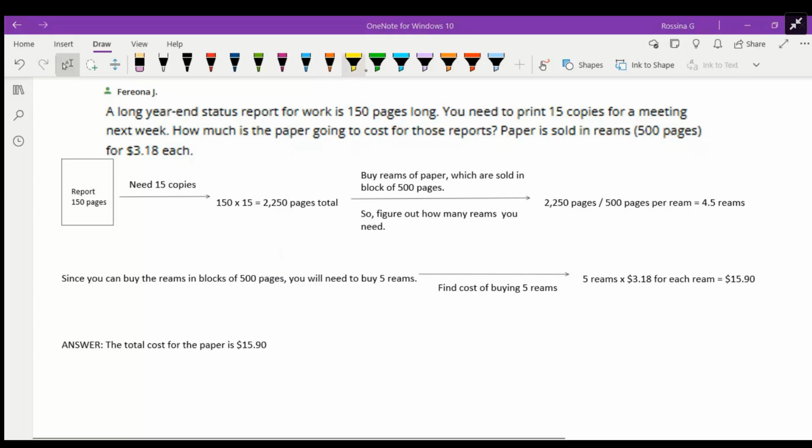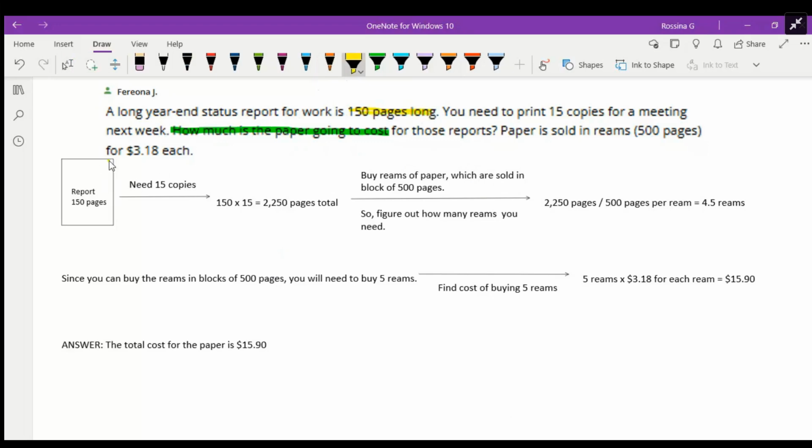So we have a lot going on here. The final question that we're looking for is how much is the paper going to cost? So at the end of the day, you need to know how much paper you're using, how many pages there are for this task. So let's back up a second and look at the key information that's going to help us solve this problem. So we know that a status report for work is 150 pages long.